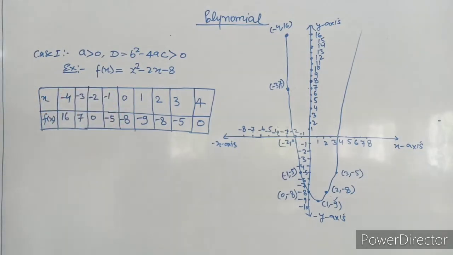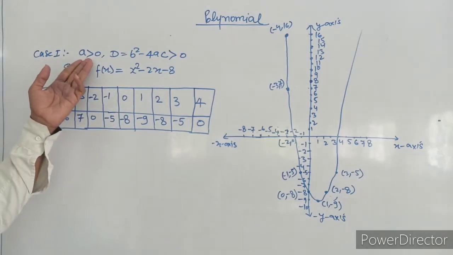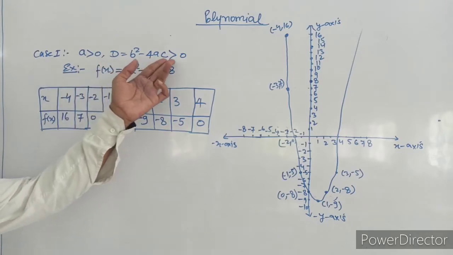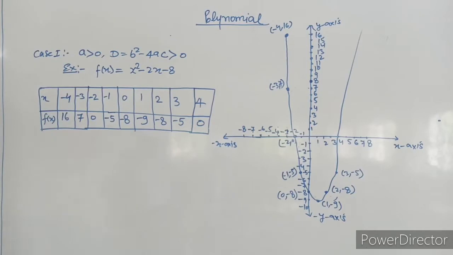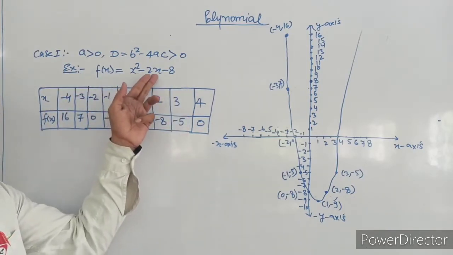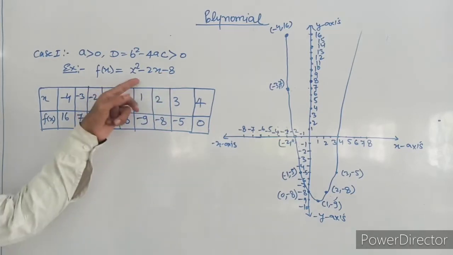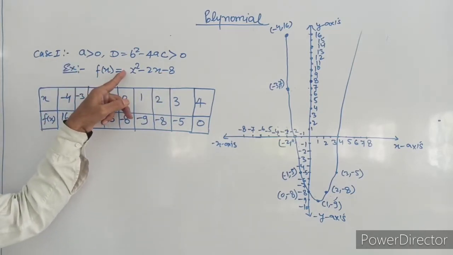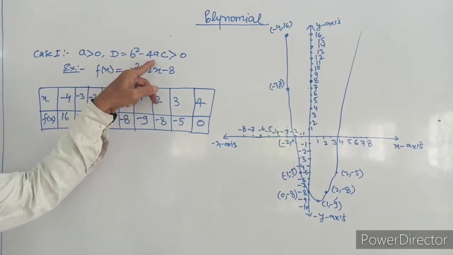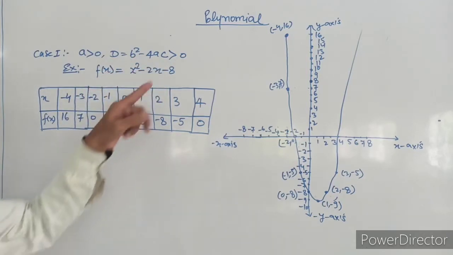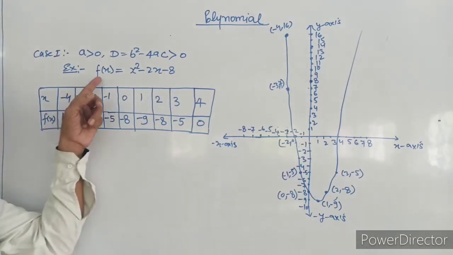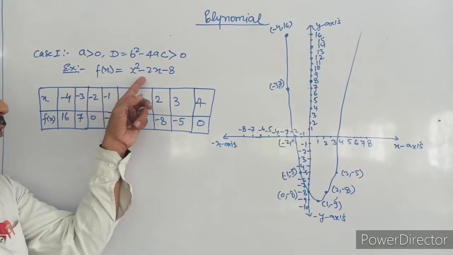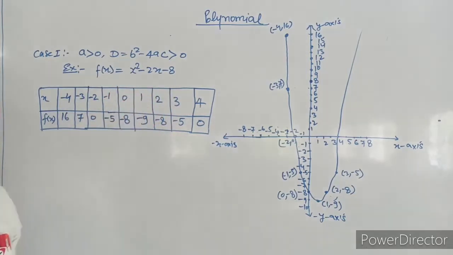So first case: if a is greater than 0 and b square minus 4ac is equal to 0. For this case, we take an example, x square minus 2x minus 8. That satisfies a is greater than 0, here 1, and if you put the values, b square minus 4ac is greater than 0. And we find the value of f(x) for different values of x.